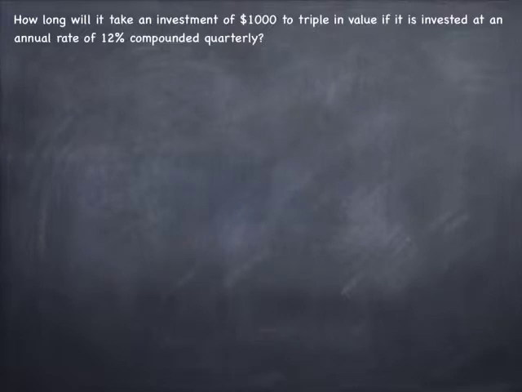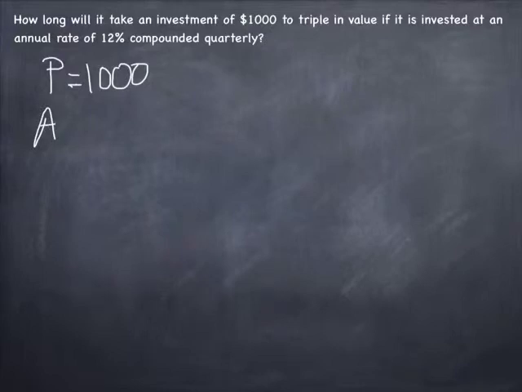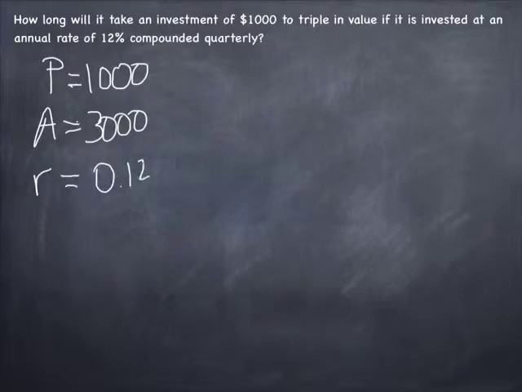So let's use this problem. How long does it take for an investment of $1,000 to triple in value if it is invested at an annual rate of 12% compounded quarterly? So, in this case, P is 1,000. Your final amount, or your goal, is 3,000. Your rate is 12%, or 0.12. And the number of times per year you are compounding it is 4 times per year. So let's throw this into the formula.